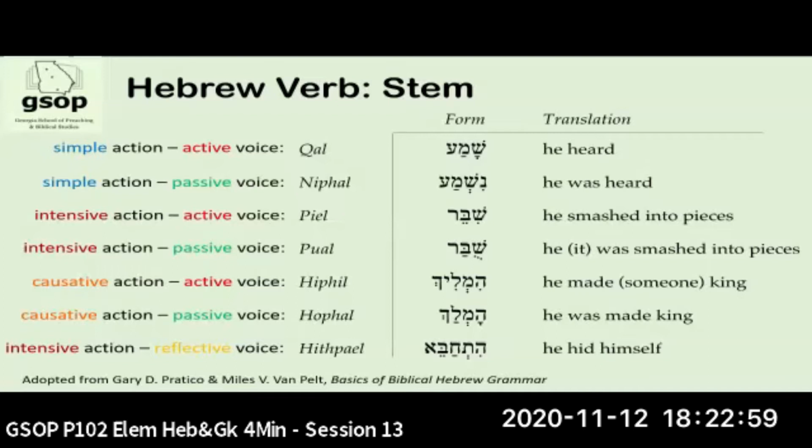And then the Pual, there you have the shureq under the root 1 position, the shu, shu. You see that's a Pual. So that's shubar. And so you go from the active voice of intensive action as shiber, he smashed into pieces, to the passive shubar, it was smashed into pieces. Or he was smashed into pieces, either way.